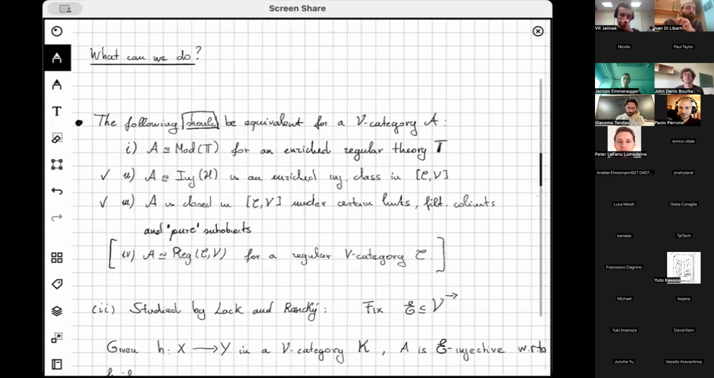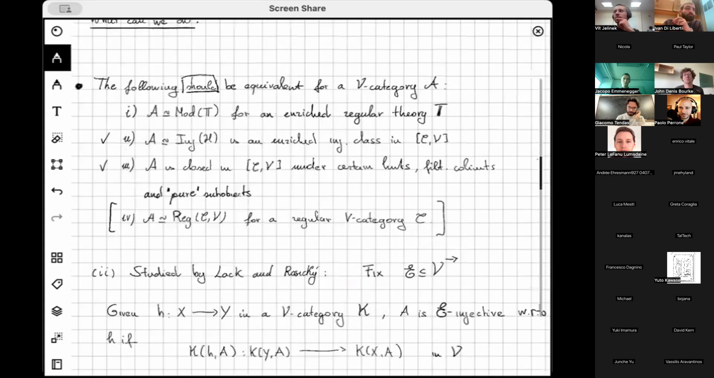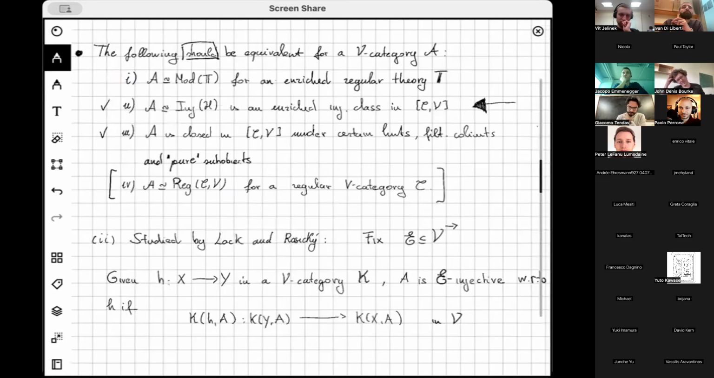And okay, so as I said, injectivity classes have already been considered and have proven themselves useful in the enriched context. They were studied by Lack and Rosický in the paper Enriched Weakness. And the idea is very simple. What you do is you fix a set of maps or a class of maps E in your base of enrichment. Think of them as surjections, or epis, but they may not be.